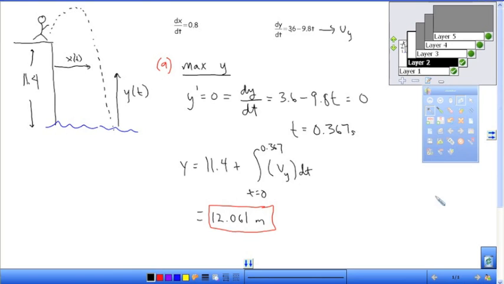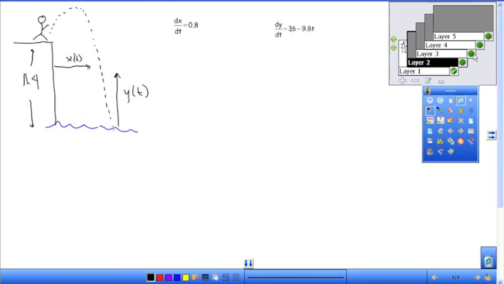Okay, so let's take a look at part B now. Part B says find the time when the diver's shoulders enter the water. Now, when the diver's shoulders enter the water, the y position of the diver will be at 0, so when y equals 0.